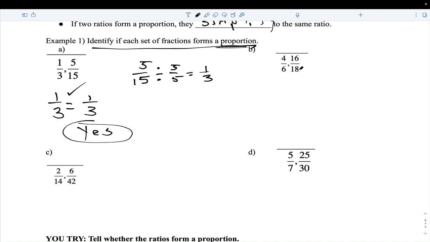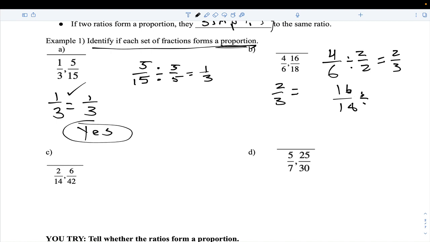Let's try 4/6 and 16/18. Do they form a proportion? 4/6 needs to simplify. What could I divide top and bottom by? I can't divide 6 by 4, Cody. 2. Beautiful. What does that simplify to, Hannah? 2/3. Okay, so this is 2/3. Let's write it below. Does it equal, let's try to simplify 16/18. What can I divide by, Hunter?